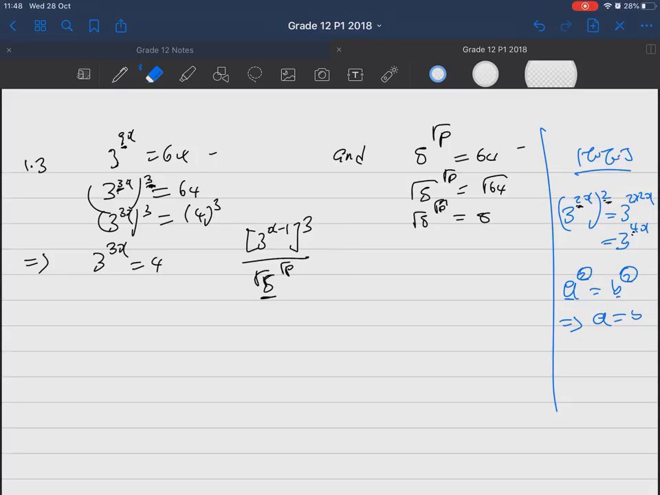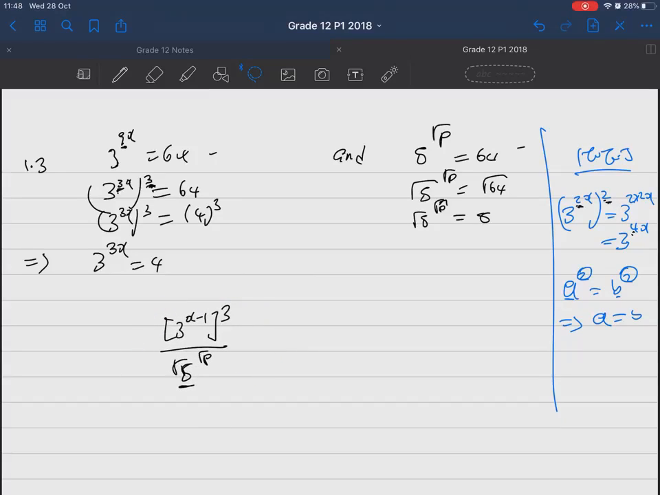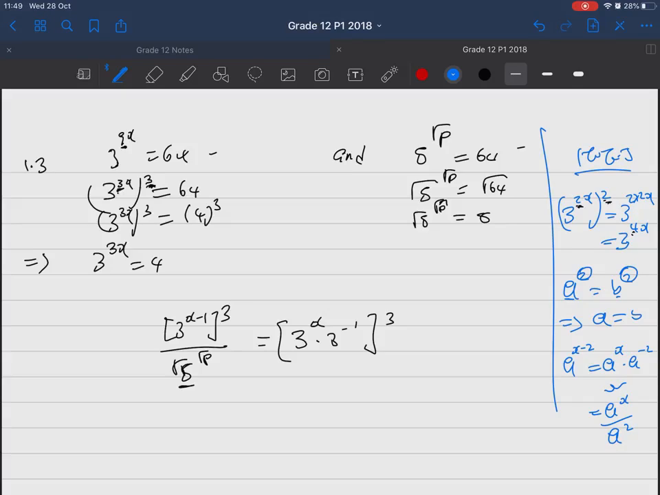From here, it's easy. Now let's simplify this. You have 3 power x times 3 minus 1, 3. How do I know that? You know that a power x minus 2 is the same as a power x times a power minus 2, or it's the same as a power x over a squared. Same thing. So I just choose to use this one here.